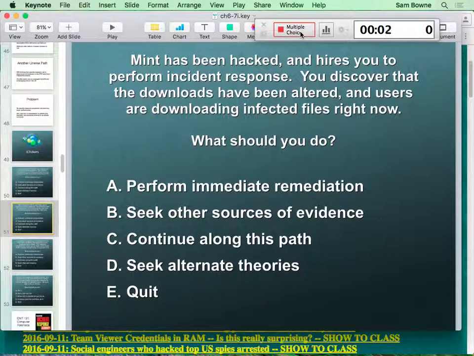Mint has been hacked. This happened to them. They found out that their downloads had been altered and people were downloading poison files with malware in them. So what should you do? This happened to Mint twice, about 3 months ago. It happened to them because the first thing they did was re-image the servers, and they just got hacked again the same way. They're a fine example of poor incident response.